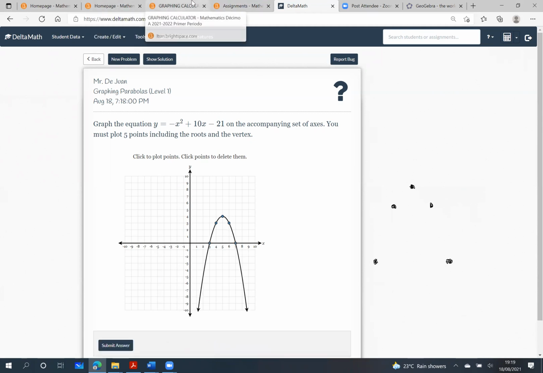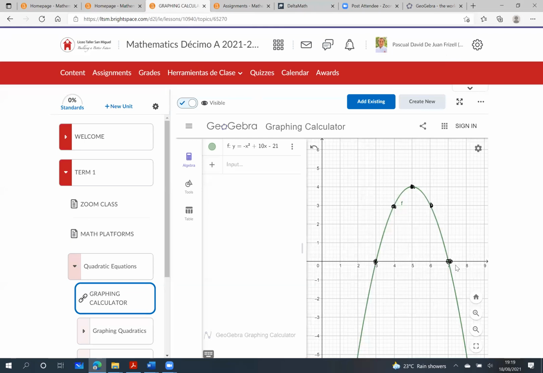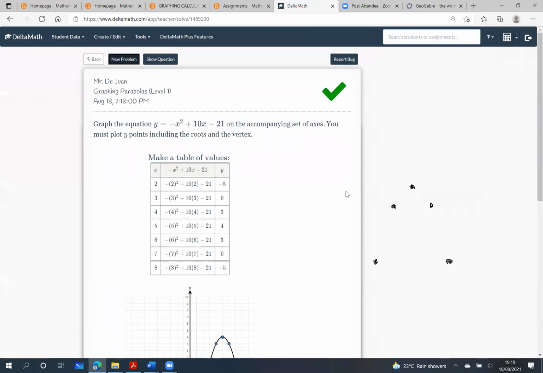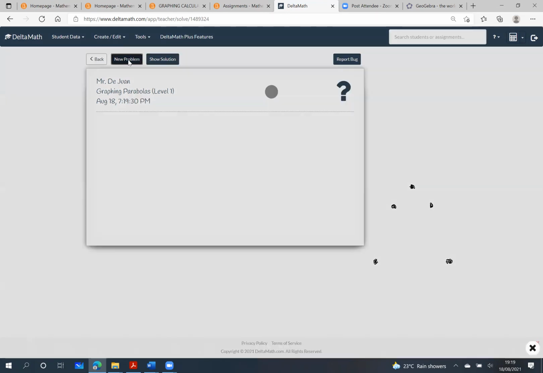Is that correct? Let's check it out. 3, 0, 7, 0. That is correct. So we have it from the graphing calculator, and that is the easy method. But for your midterm, you will need to know how to graph them.